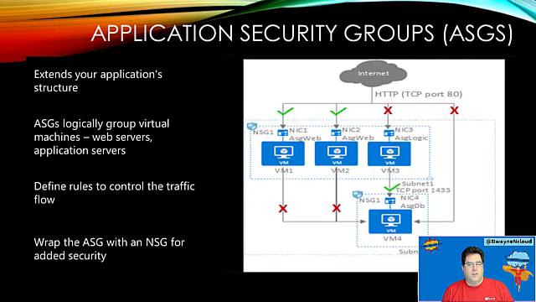Application security groups are very similar to network security groups, but they are at a higher level. They utilize HTTP, HTTPS, and different levels higher up the application layer of the OSI model in terms of creating those different rules, rather than the ports and IP addresses that network security groups work on. Again, it defines those rules that control the traffic flow.